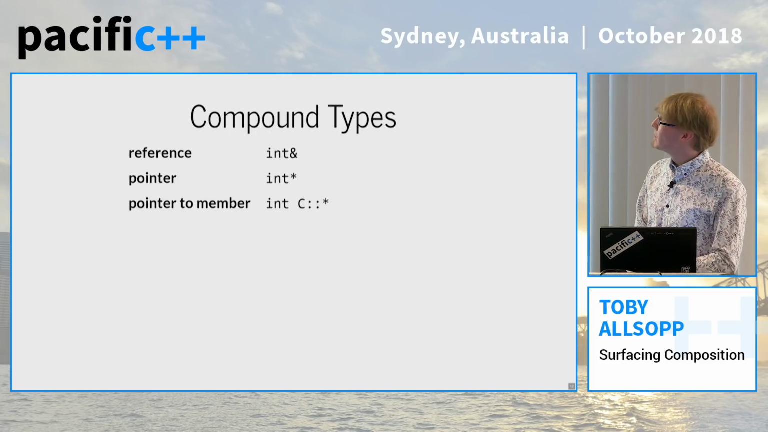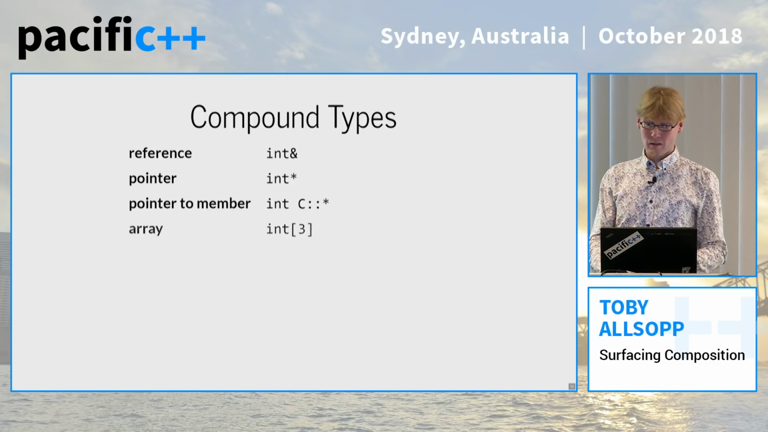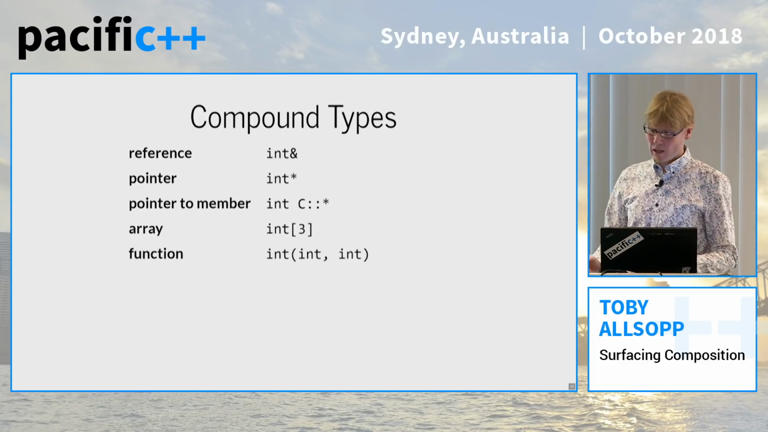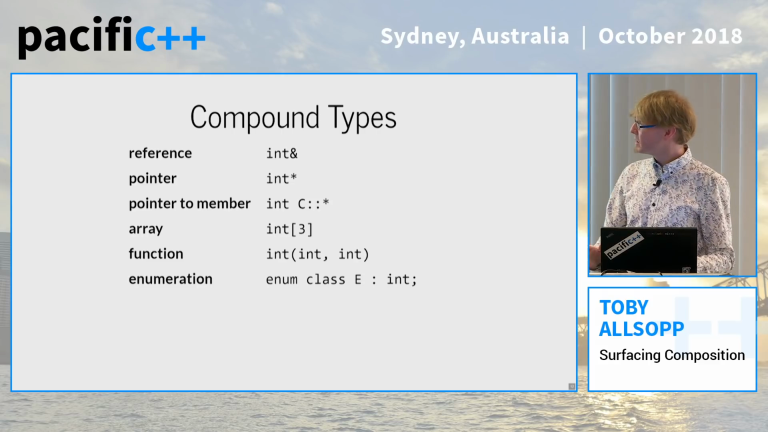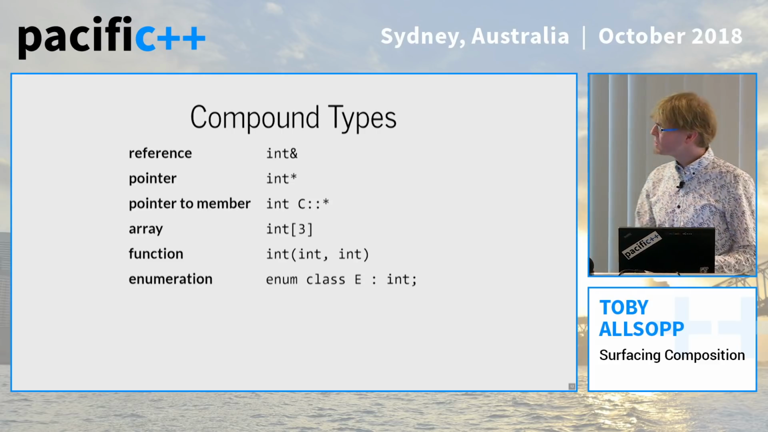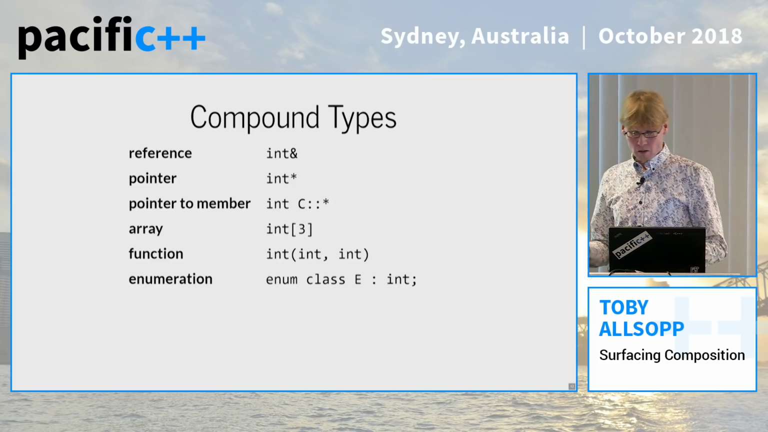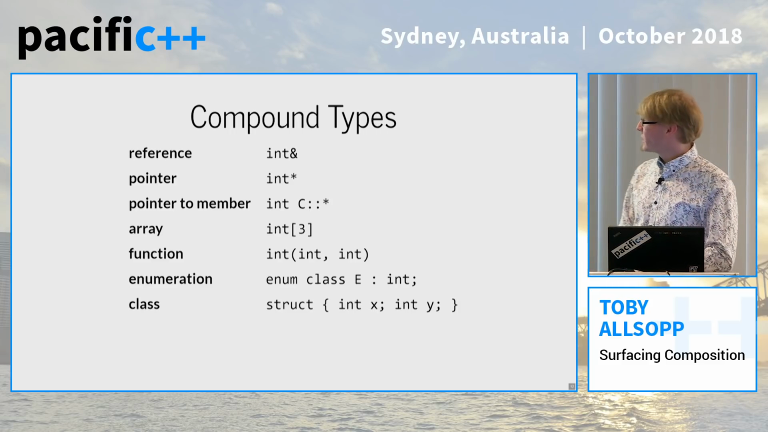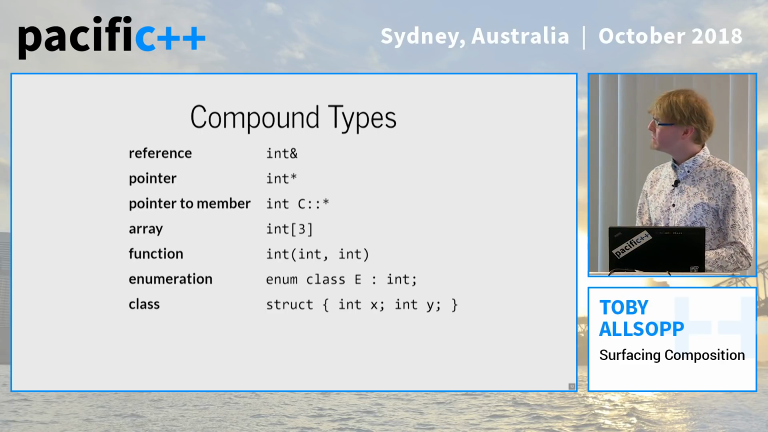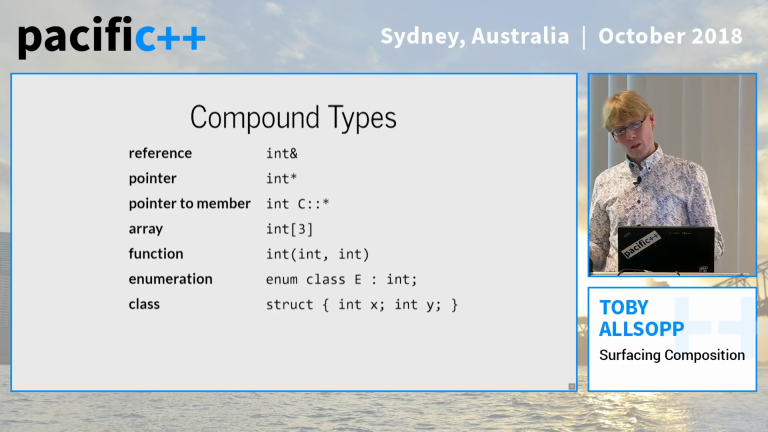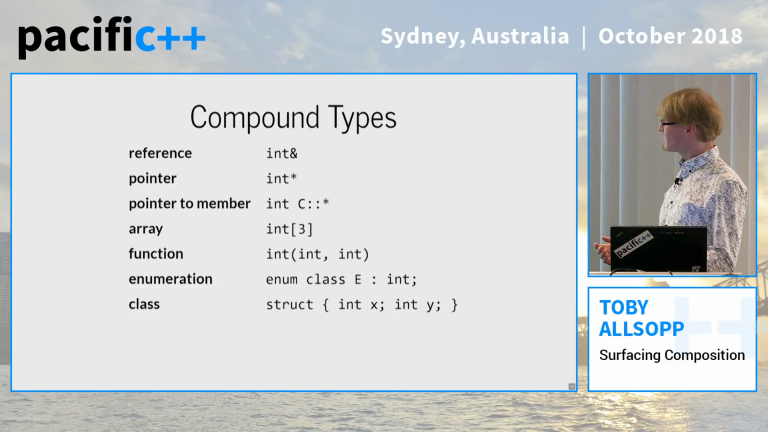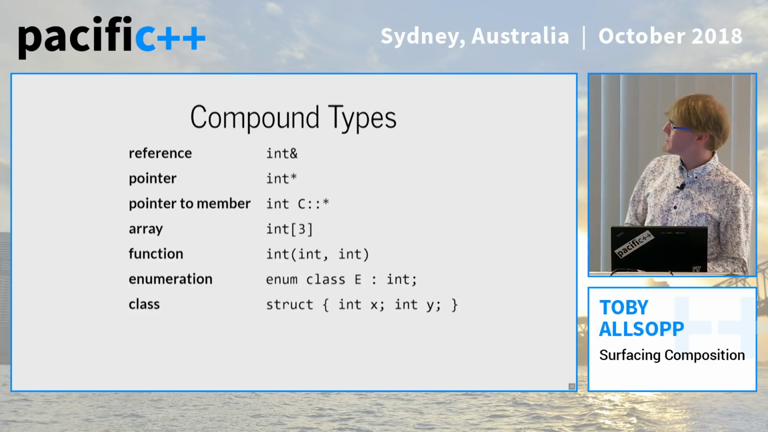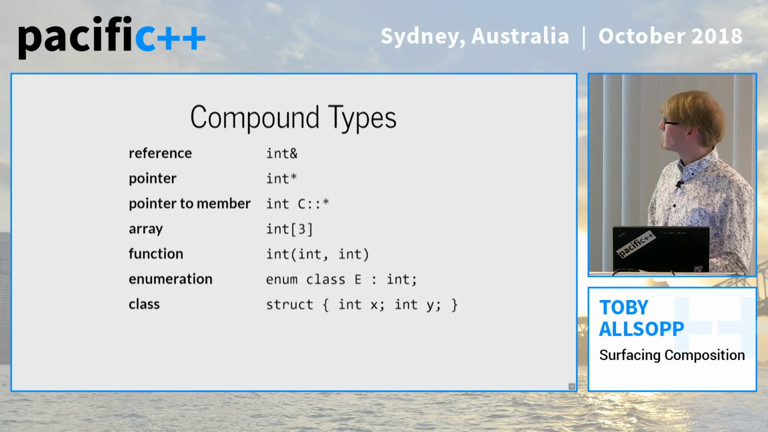We can turn a couple of types into a pointer to member. We can turn a type into an array. We can form a function type from an arbitrary number of types. We can form an enumeration type. We can form a class, so a struct or a class or a union. Again, takes some arbitrary number of types, gives us a new type. And that's basically what we have in C++ for composing types.